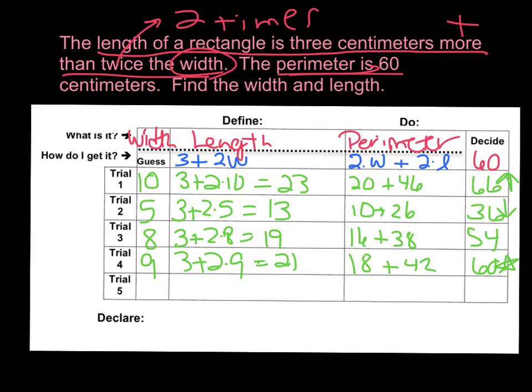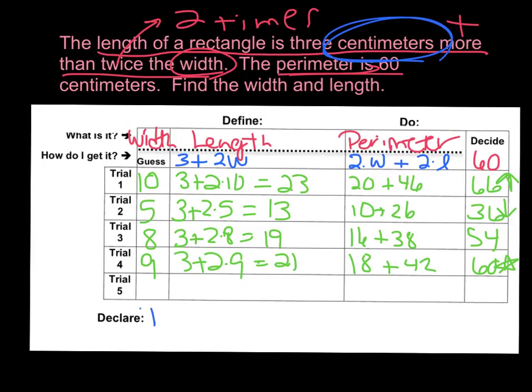Now I just need to write my sentence. Guys, I'm telling you, if you don't write a sentence to declare your answer, your teachers are not going to accept it. Well, they'll just take off a point. And make sure you write the right units. Notice up top they're talking about centimeters, so we're talking centimeters here.